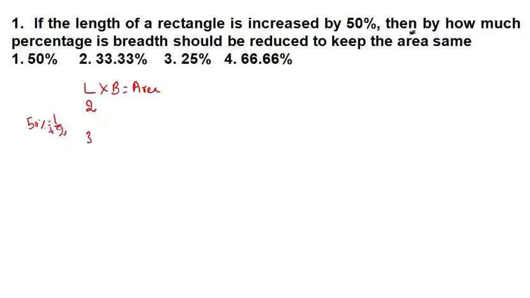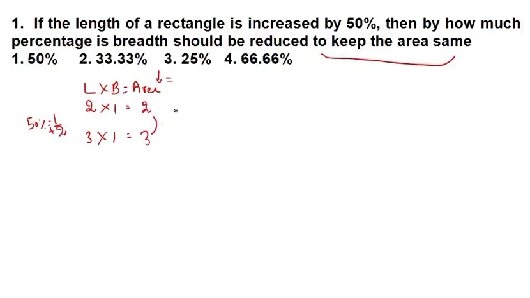In the next statement it is written: by how much percent should the breadth be reduced so the area should be the same. Here the breadth is not given, so we can assume it as x or 1. Now what is your previous area? This is 2, now your area becomes 3, but in the question it is stated that the area should be the same, okay?